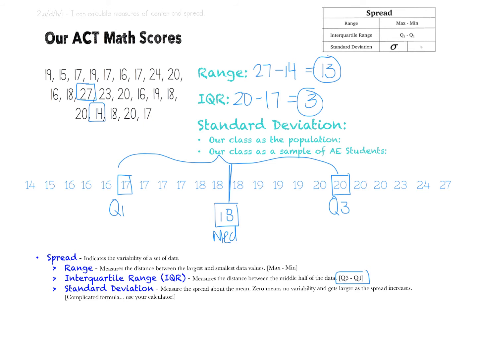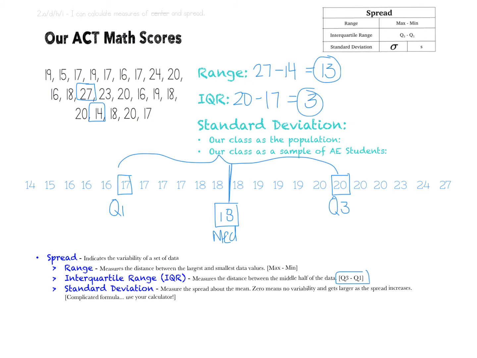deviations from the mean. So if something has a standard deviation of zero, that means there's no variability. Everything is right in line with the mean. All of my data, so if my mean was 18, all of my data would be 18 because I have 0 variation. Whereas as the spread gets larger, my standard deviation is going to get bigger. So we're going to talk more about it, and it is a complicated formula. I'll show you what it means by hand, but we're going to use the calculator because it's complicated.